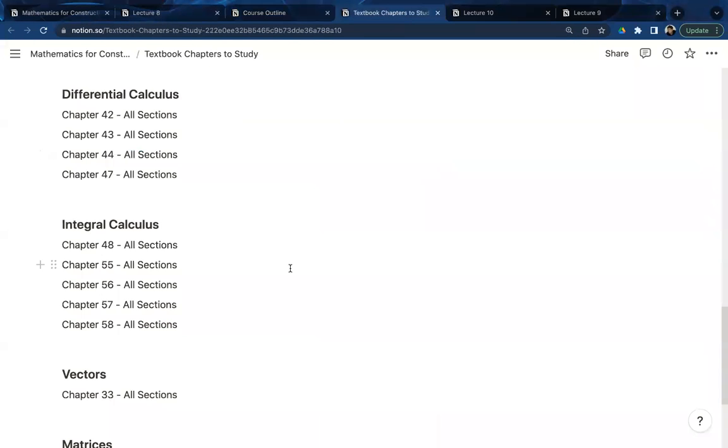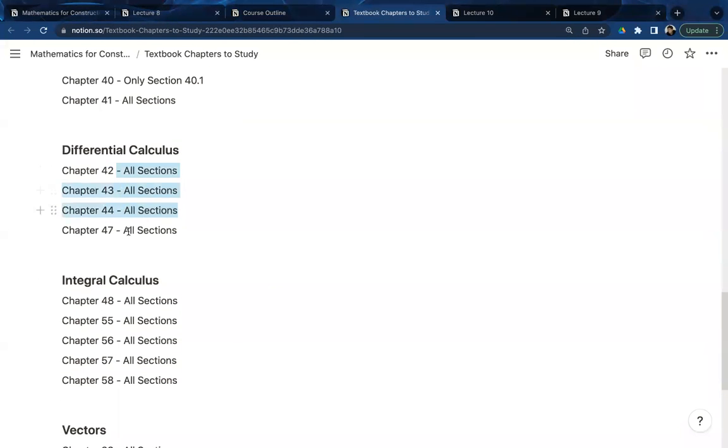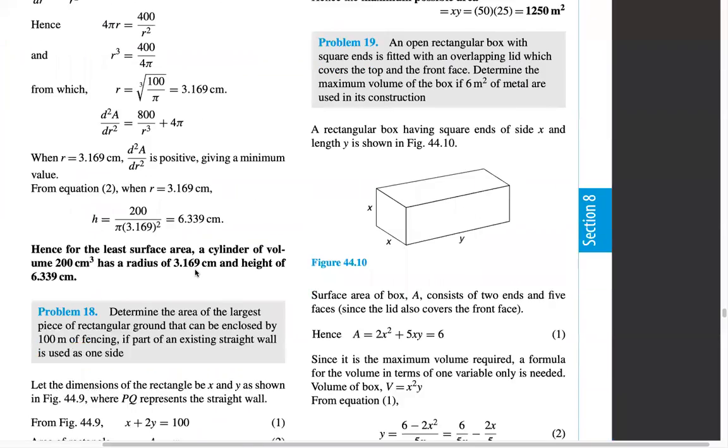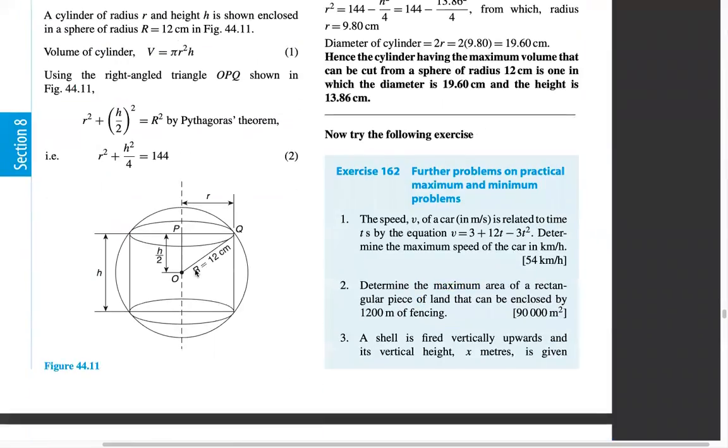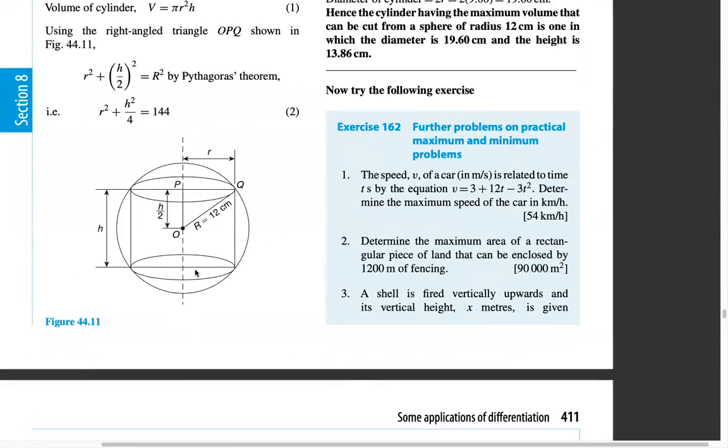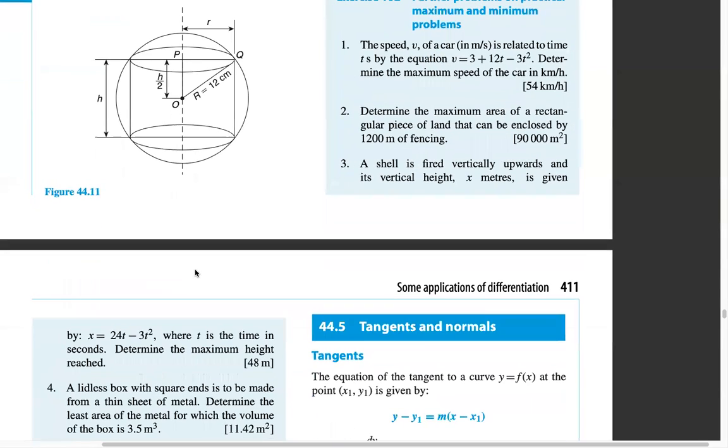So the chapters to study, you see the differential calculus, 42, 43, 44, and 47. That's what I need you all to focus on. This is the next set of chapters to focus on, okay? The problems that you could solve with calculus tend to be geometric problems and rate of change problems. Any problem where some quantity is changing with respect to another quantity, and you want to minimize or maximize it, or try to find out what the combined rate of something is, you need calculus for non-trivial functions.